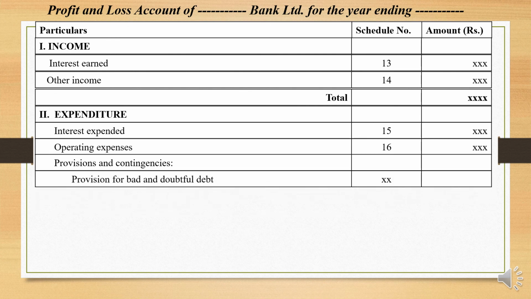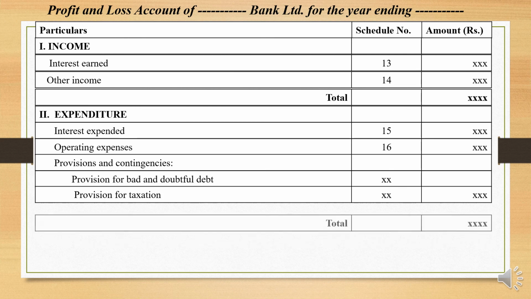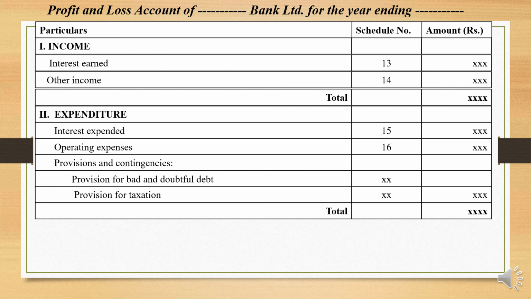First one is provision for bad debt and doubtful debt. Then write it in the inner column. One more is provision for taxation. Total you write in the outer column. Okay, then we'll get the total. Add all of these, so we'll get the total expenditure.